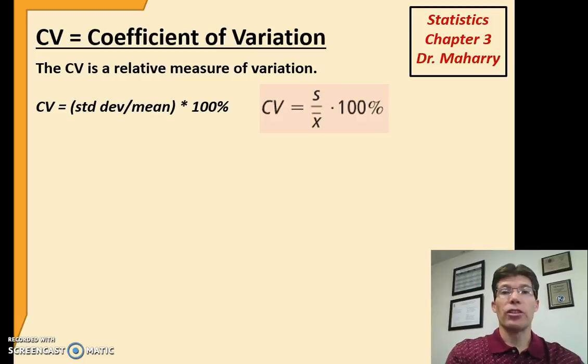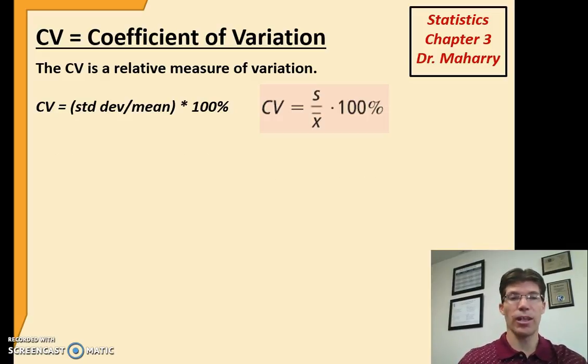Next, we have the coefficient of variation, or CV, and this is a relative measure of variation. It is a measure of variation because it measures spread of data, but it's relative to the size of the data. So the formula is simply the standard deviation divided by the mean, and then you multiply it by 100%.